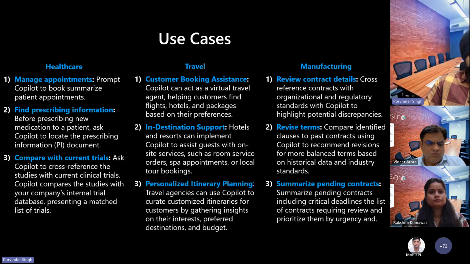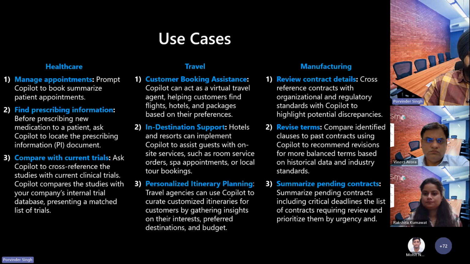You can also use it to look up previous user information before prescribing any new medication. So you can connect it with your databases where you are storing the PII information for all your users, and you can ask Copilot to look up a relevant user and find out all the information, and then use that summary to prescribe new medication. Or you can also connect it to your database and look up the details of any previous trials. You can compare your current studies with the previous trials and find any information that you might need.